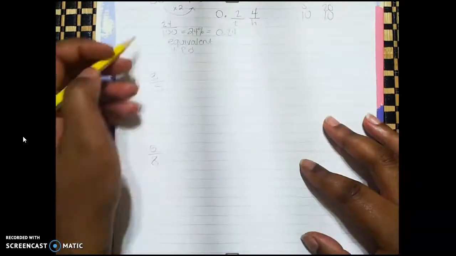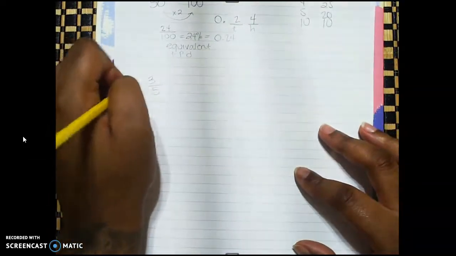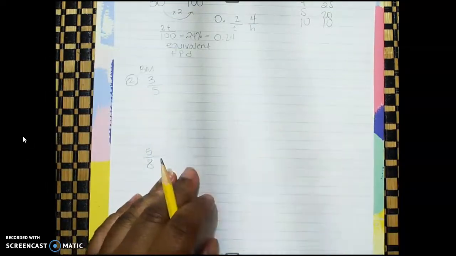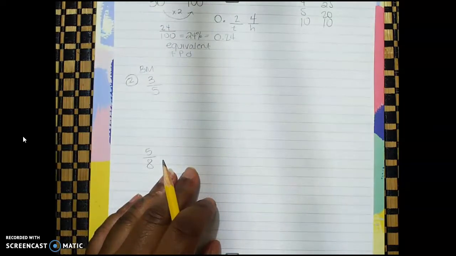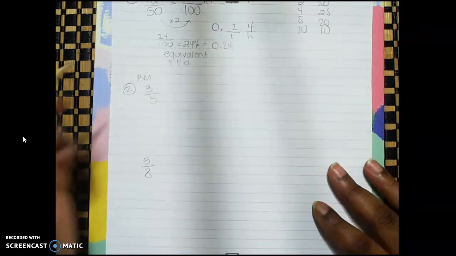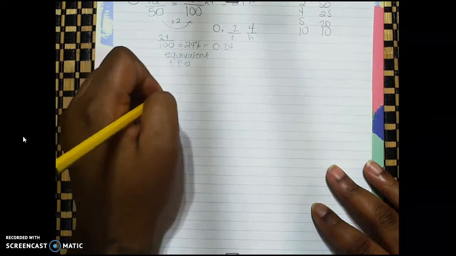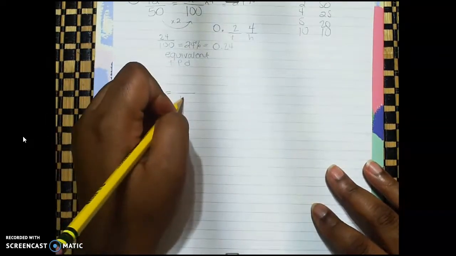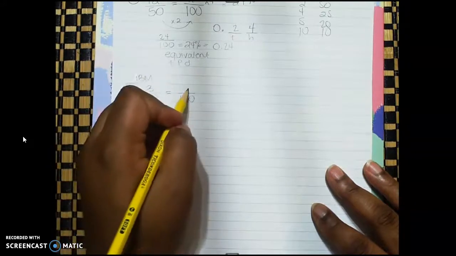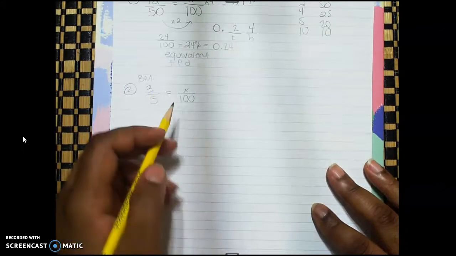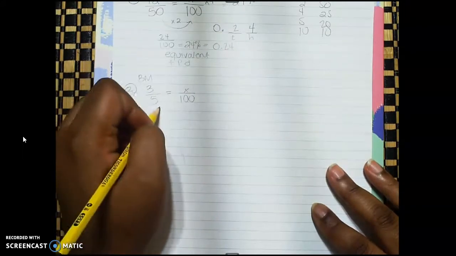Okay, now I'm going to go down to here. Number 2. This is a benchmark, so this one you should have memorized. Your fifths, tenths, thirds, and eighths, and halves, and fourths, those are all benchmarks. You should know those by heart. Those should be memorized. But in case you don't, we'll go over it. So again, I want to change this fraction to a percent. So automatically I'm going to set it equal to x over 100 because for percent my denominator must always be 100.